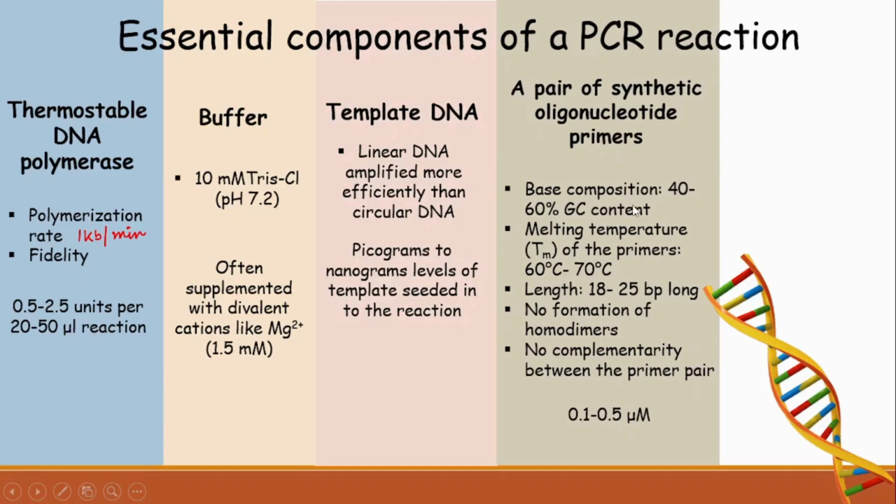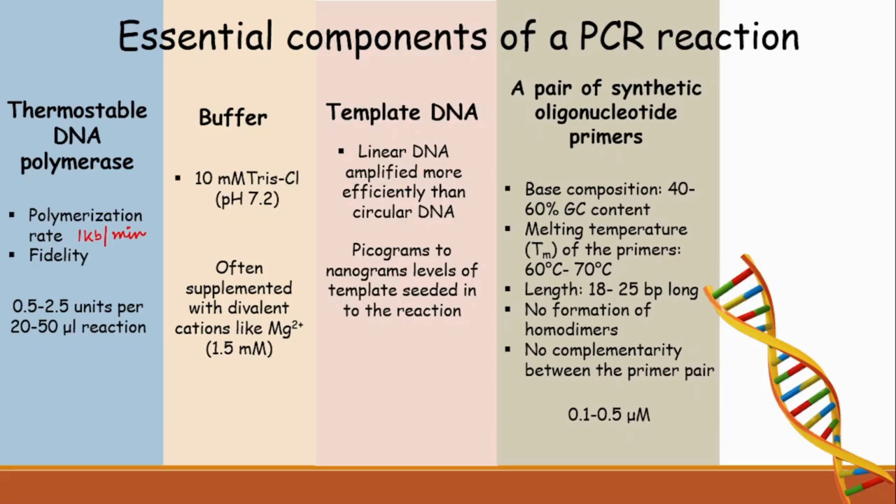Normally, a higher GC content of about 40 to 60% is preferred because, as I have said in my previous slide, guanine and cytosine are held together by 3 hydrogen bonds. So greater the GC content of a primer and the more uniformly they are distributed across the primer sequence, greater would be the binding efficiency of the primer to the template DNA.